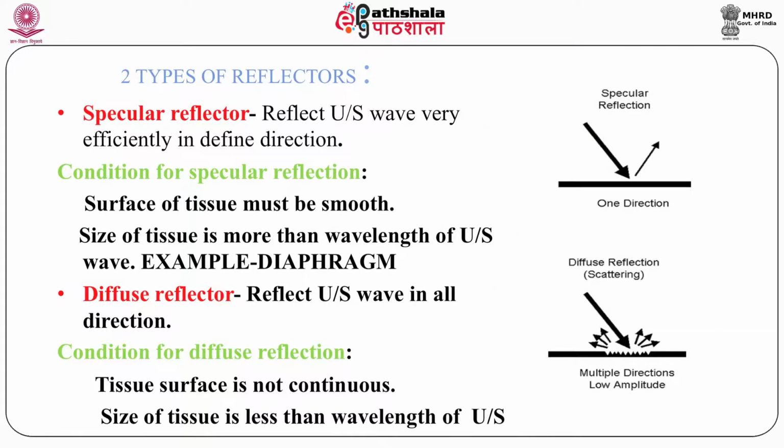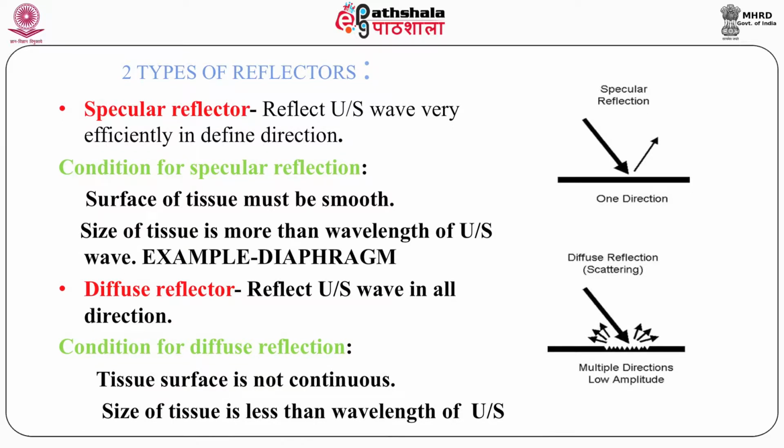Now coming to the types of reflectors, there are two types: one is the specular reflector, the second is the diffuse reflector. The specular reflector reflects the sound beam very efficiently in a defined direction. For example, a diaphragm, as shown in figure 5, which produces a higher amplitude of echo. But the condition for a specular reflector is that the surface of the tissue must be smooth and the size of the tissue must be more than the wavelength of the ultrasound wave. So those tissues which fulfill this condition are called specular reflectors.